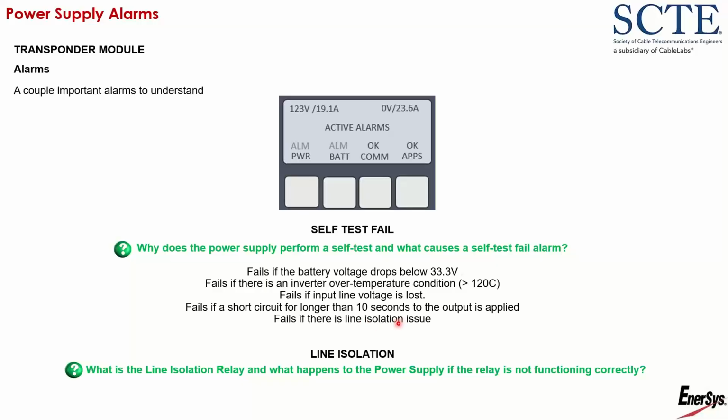If you get a self-test fail in your power supply, you need to fix the problem and then run a manual self-test on your power supply. And if you fix the problem, once you run the manual self-test and it completes, the alarm will go away.